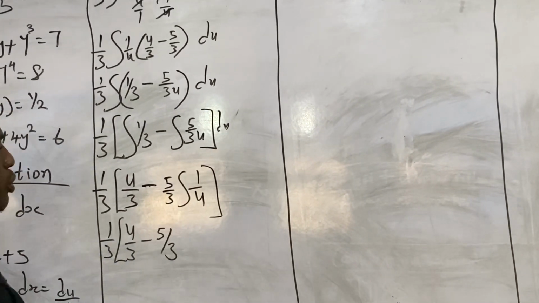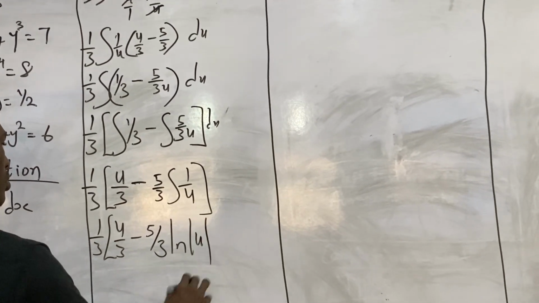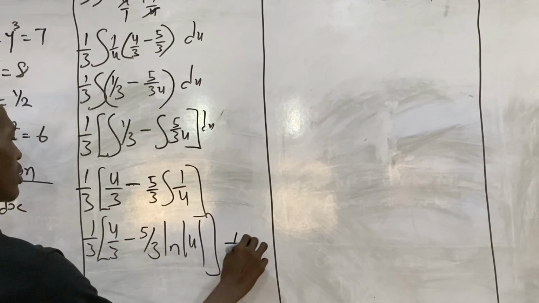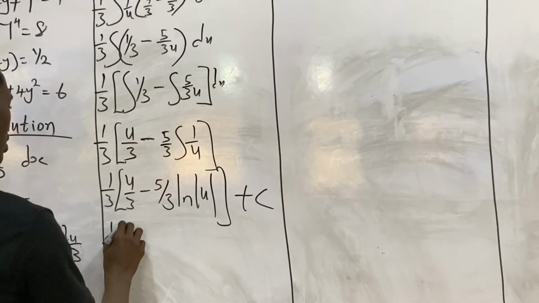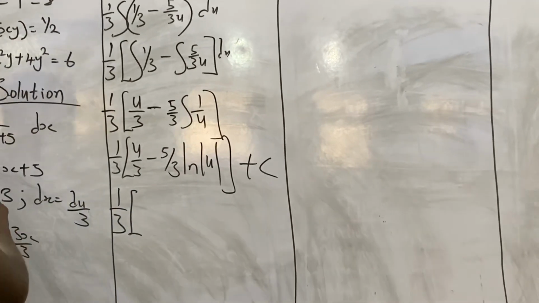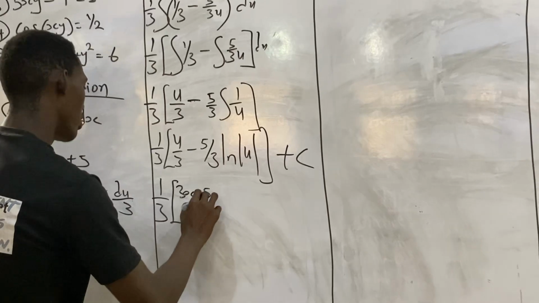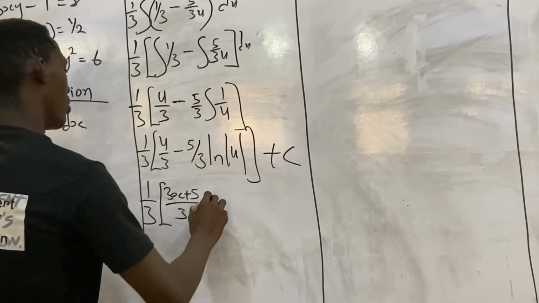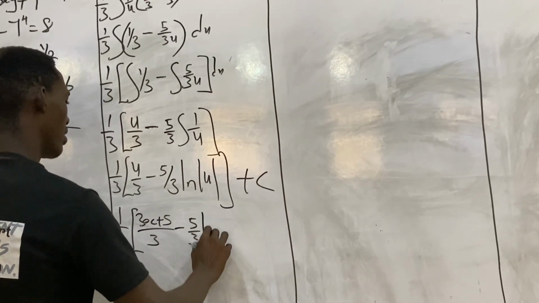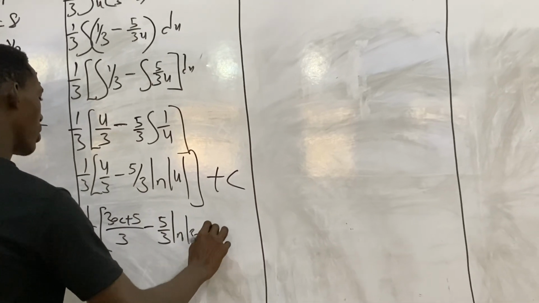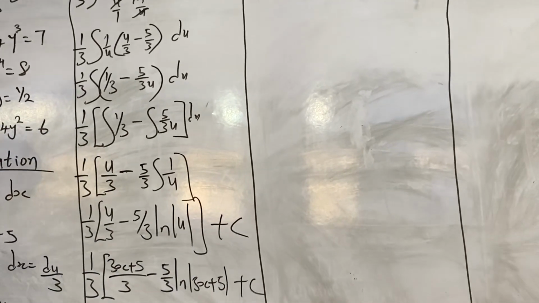Of course, whenever we find the integral of this, it gives us what? ln of u. Then we can add plus c. So now we can rewrite this as 1 over 3 in brackets. Our u initially is equal to 3x plus 5. So it's 3x plus 5 over 3 minus 5 over 3 ln of 3x plus 5, close bracket in absolute form, plus c.